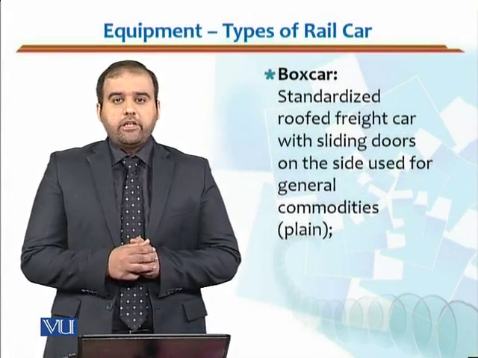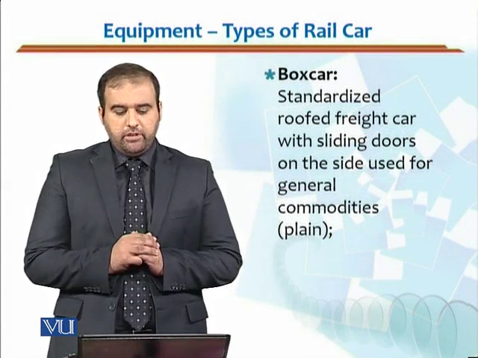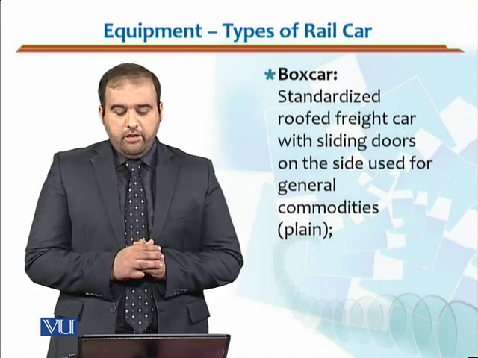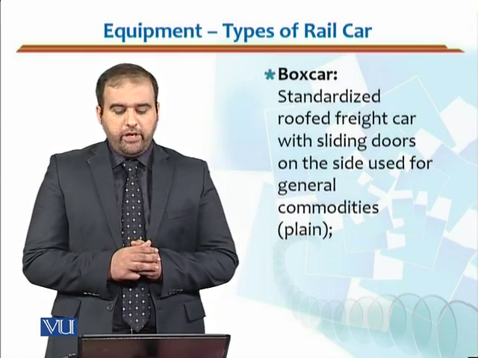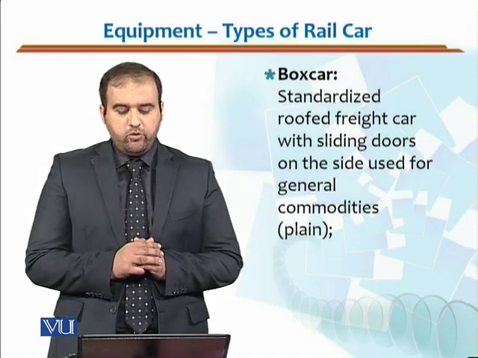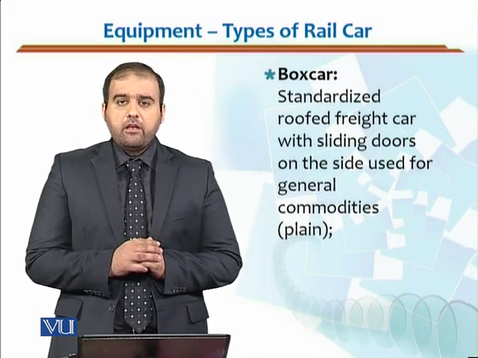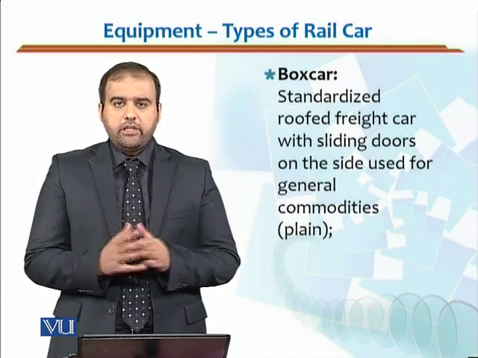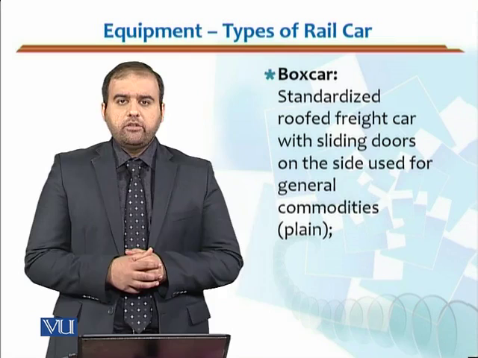Dear students, now let us look at the types of rail cars, or the equipment. You can call it the rail equipment. First of all, there will be a boxcar, a standardized roofed freight car with sliding doors on the side, used for general commodities. Sliding doors would be there on the side walls, and it would be used for general commodities.